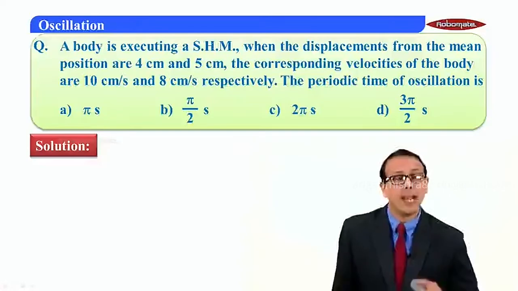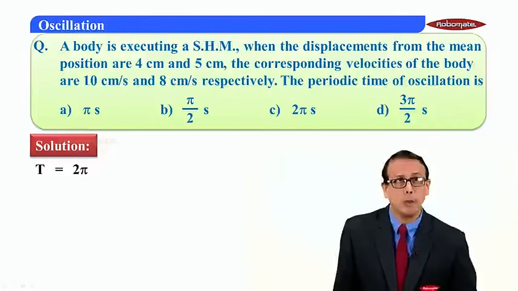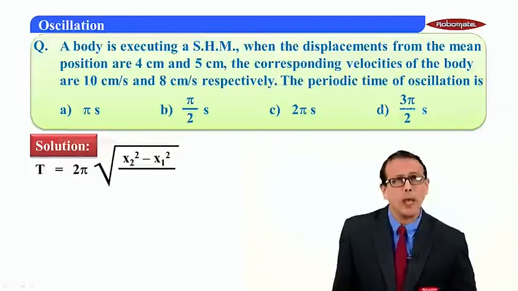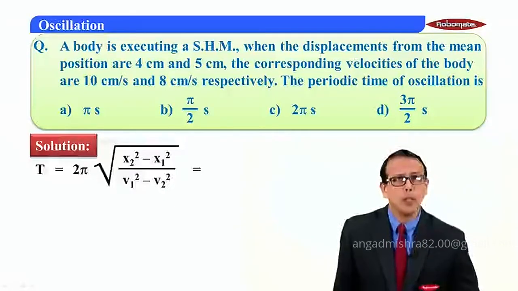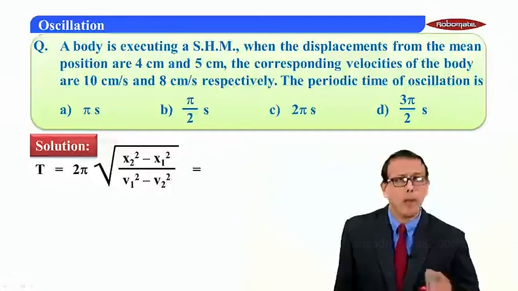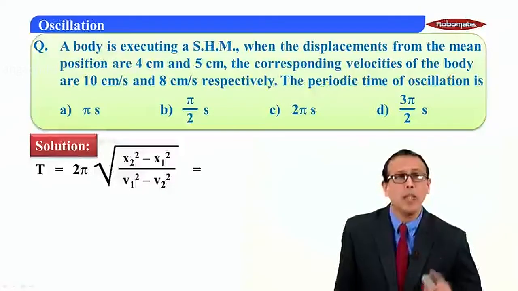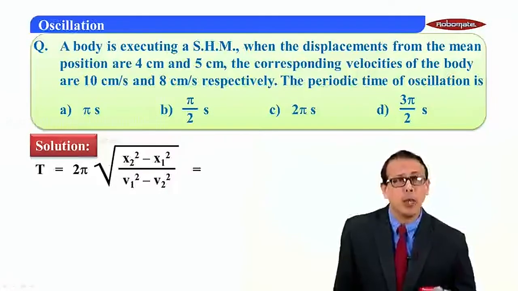So whenever x1 and x2 and the corresponding velocities v1 and v2 are given, the time period T is equal to 2π root of (x2² − x1²)/(v1² − v2²). Students, you can also write 2π root of, instead of x2² − x1², I can always start with x1² − x2², but then the denominator will become v2² − v1².